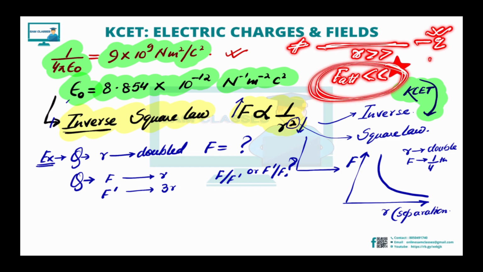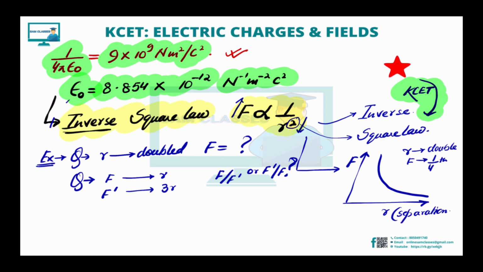This attraction force will go down. Clear? So that means inverse square law. Inverse means one increases, the other decreases. If one increases, the other decreases. And square means how rapidly it is decreasing, square of this.